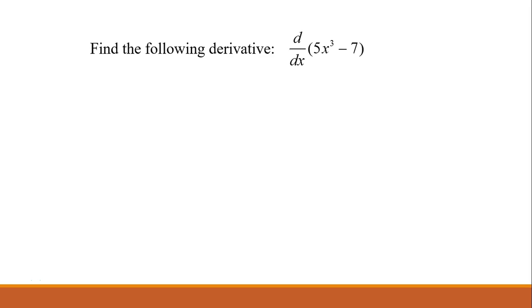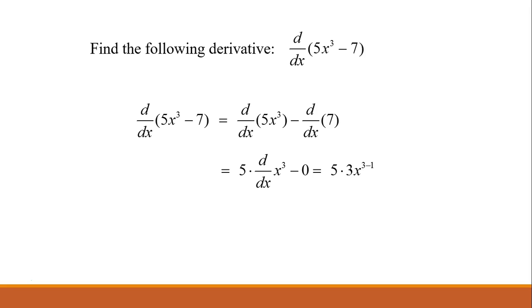For example, if you want to take the derivative of 5x to the third minus 7, we have two terms here, 5x to the third and minus 7. So we can take the derivative of those terms separately. And then in the end, we'll just put them together through subtraction. So the derivative of 5x to the third is 15x squared, and the derivative of 7 is 0. So the derivative of 5x to the third minus 7 is 15x squared.